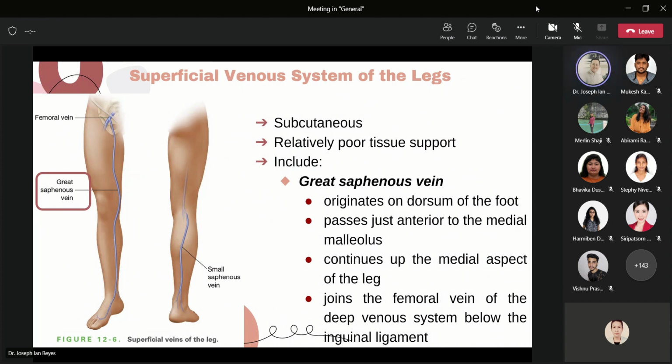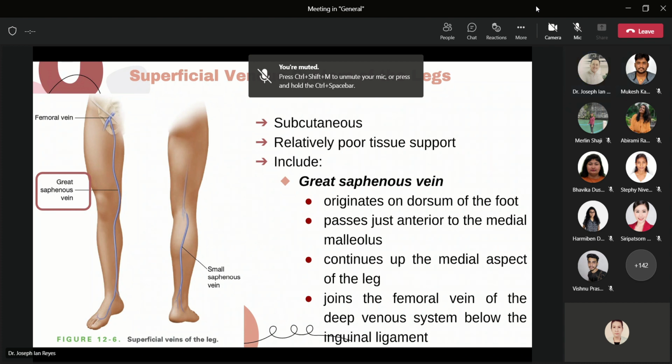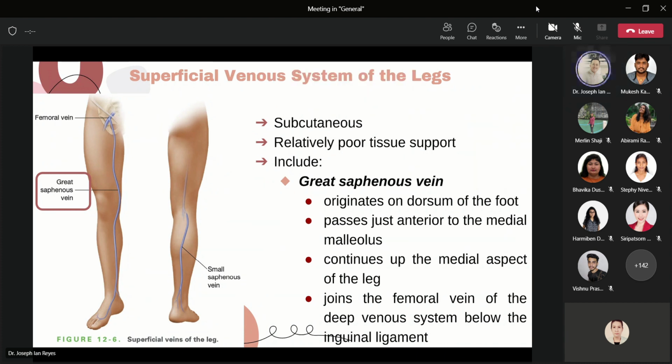Deep and superficial venous systems of the leg. So the deep veins of the leg carry approximately 90% of the venous return from the lower extremity. They are well supported by surrounding tissues. So your superficial veins are subcutaneous with relatively poor tissue perfusion. So the different superficial venous system of the legs would include your great saphenous vein.